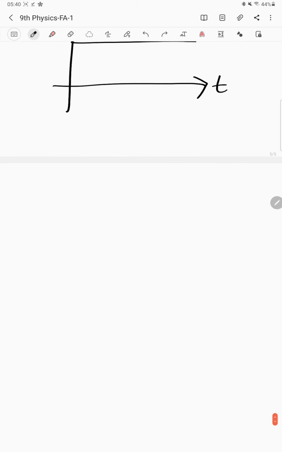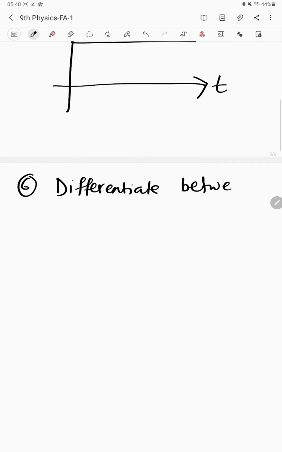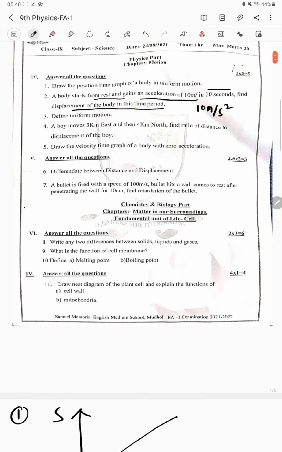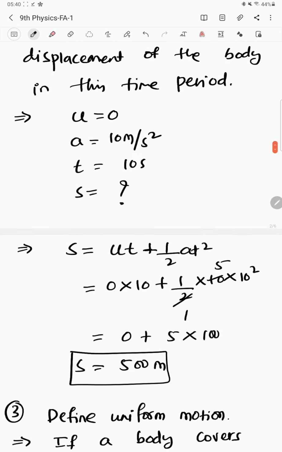Now let us look into the sixth question. The sixth question is: differentiate between distance and displacement. I'm writing the question because every time I should be going above to refer to the question. That's why I'm writing this question.